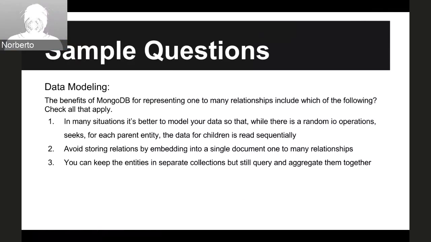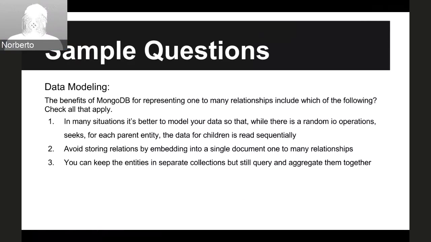In many situations, it's better to model your data so that while there is a random IO operation, seeks, and so on, for each parent entity, the data for children is read sequentially. Second option is avoid storing relations by embedding into a single document one-to-many relationships. And the third option is you can keep the entities in separate collections, but still query and aggregate them together.